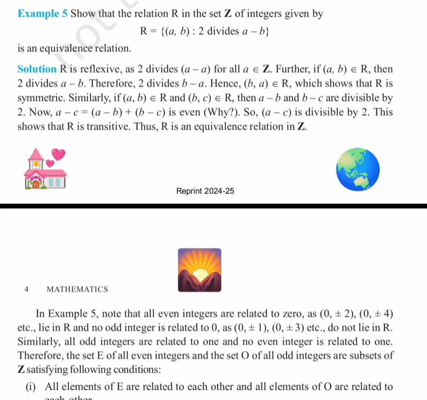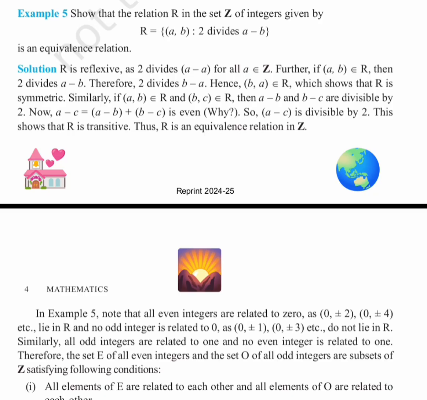Now we are going to read the question of example 5. Show that the relation R in the set Z of integers given by R equal to {(a, b): 2 divides a minus b} is an equivalence relation. Now let us see the solution.